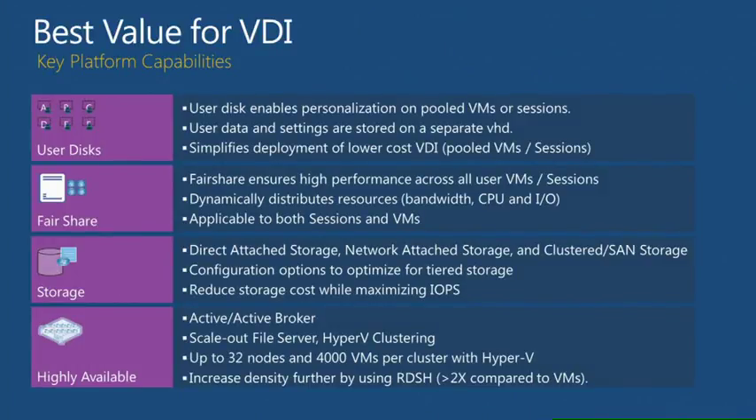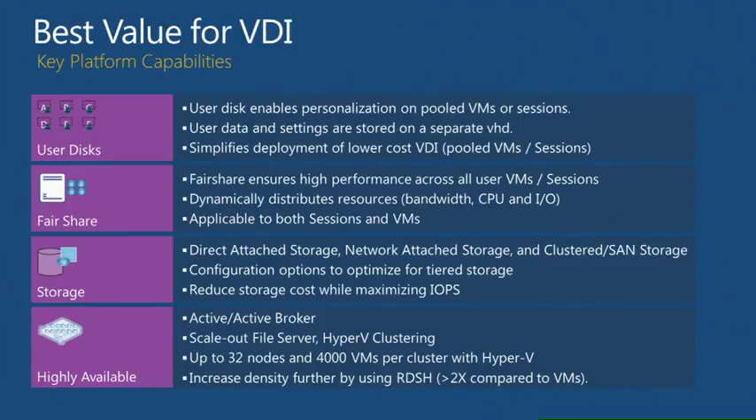Now, storage is an area that saw a lot of improvement in Server 2012. We work with direct attached storage, Hyper-V having its own local disks. We work with network attached storage, SMB, centralized storage over SMB, and obviously we work with clustered SAN storage. The key thing that we focused on is to give you maximum configuration options so that you can optimize a multi-tiered storage architecture if you want to, and get the highest IOPS without increasing the cost of your storage infrastructure.